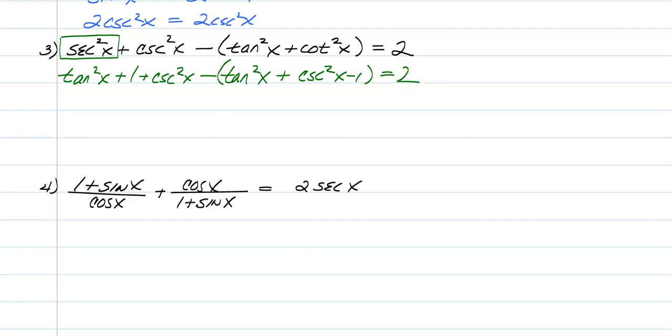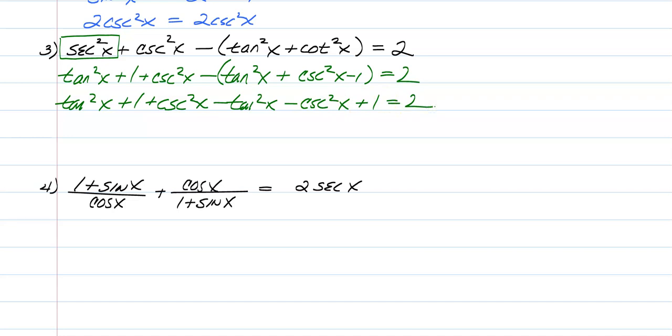And now, as you distribute, if you distribute this negative in here, you're going to have tangent squared x plus 1 plus cosecant squared x minus tangent squared x minus cosecant squared x plus 1 equals 2. And now, tangent squared and a negative tangent squared, they cancel. Positive cosecant squared, negative cosecant squared, they cancel. 1 plus 1 is 2, and that's equal to 2. And again, you're done. Just manipulations.